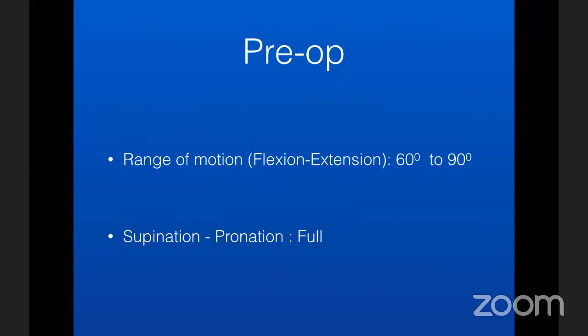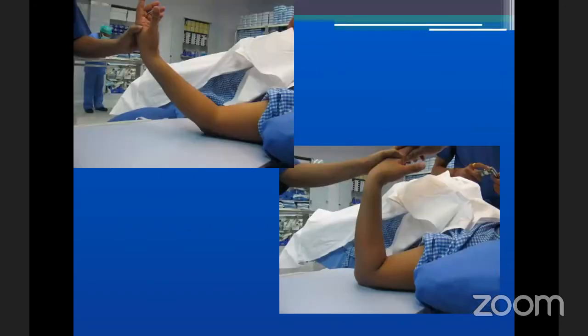We measured the preoperative range of motion, which was 60° to 90° in the flexion-extension zone. However, pronation and supination were full. We decided to take this patient for arthrolysis, and intraoperatively before surgery, we assessed his range of motion under anesthesia, which was actually only about 60 to 90°, not going beyond. You can see two hands trying to gauge full movement.